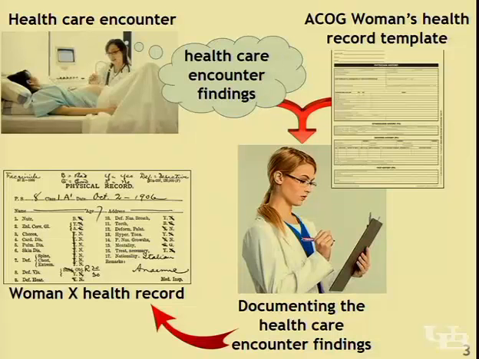I was looking at how this is defined in the Foundry Ontology, and I saw that they have the healthcare encounter, they have the findings, they have the documenting process, they have the document, but they don't have the template, or what they expect to become a document.